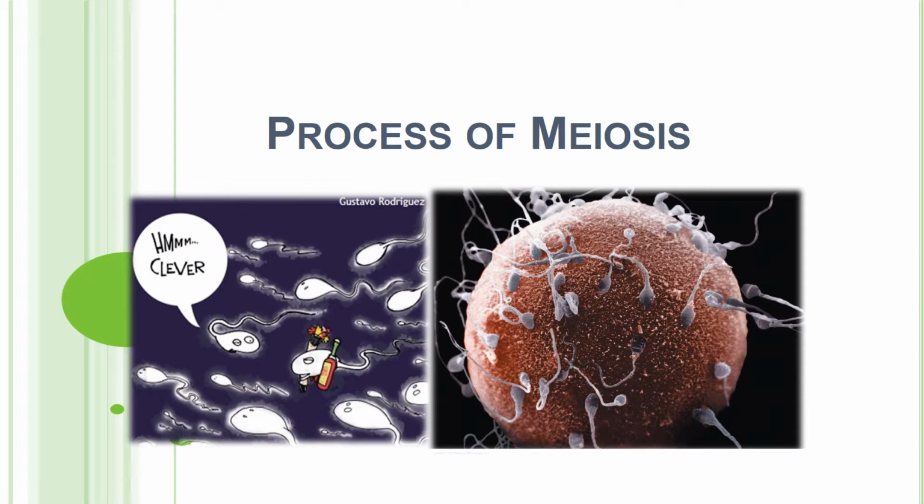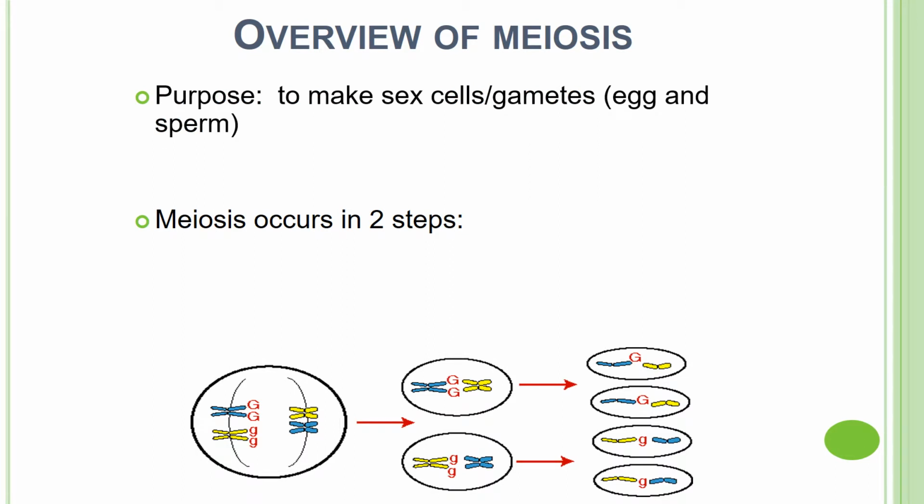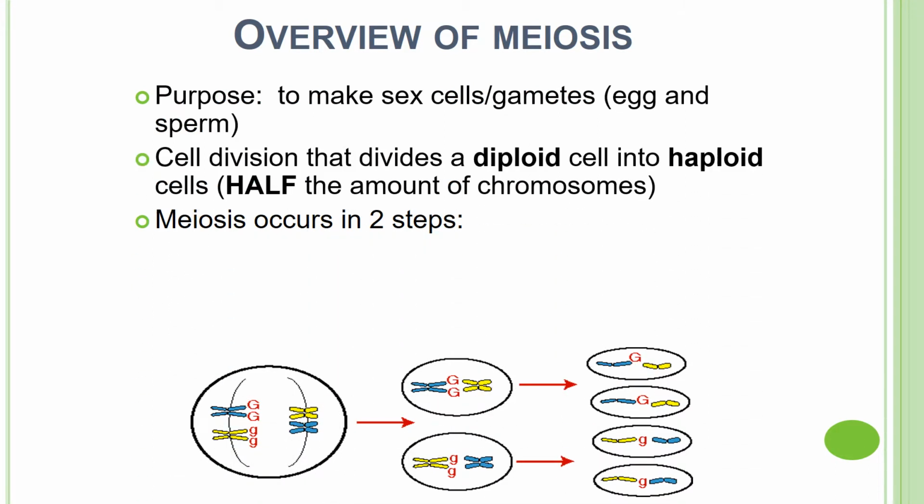We should be on page 20 talking about the process of meiosis. At this point, you should know that meiosis is to make sex cells or gametes. When it makes sex cells, it's going to take a diploid cell and divide it into haploid cells, which have half the amount of chromosomes. And meiosis is going to happen in 2 stages, 1 and 2.